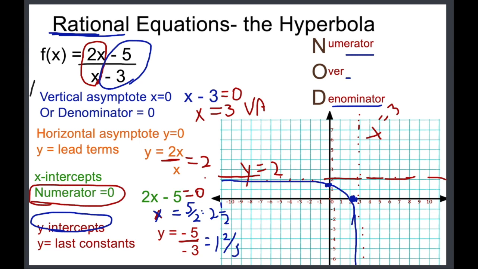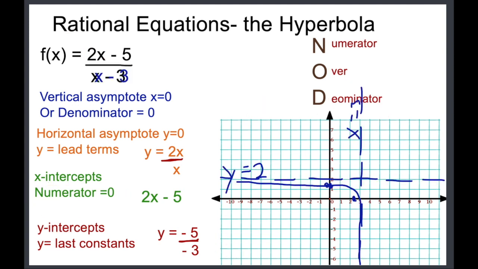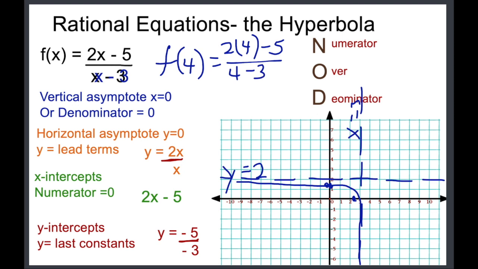And then I need to pick one point to the right of the vertical asymptote, so I'm going to take the point 4. I want to see where that is, so I'm going to plug in x equals 4 into the original equation. Plug and chug. So I get 8 on the top minus 5 is 3, over 1. So at 4, y is 3, which puts a point right there.